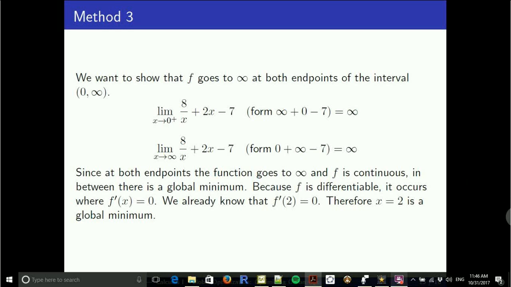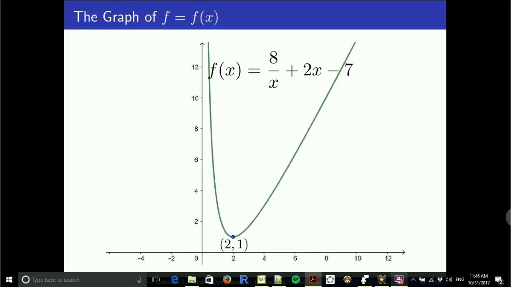Since at both endpoints the function goes to infinity and f is continuous, in between there's a global min. Because f is differentiable, it occurs where f prime of x is 0. And we already know that f prime of 2 is 0, so therefore at x equals 2, there's a global minimum. This last figure shows the graph of f and its minimum at x equals 2.